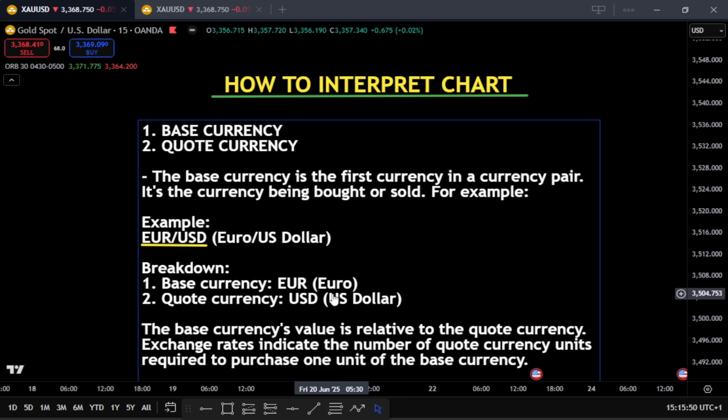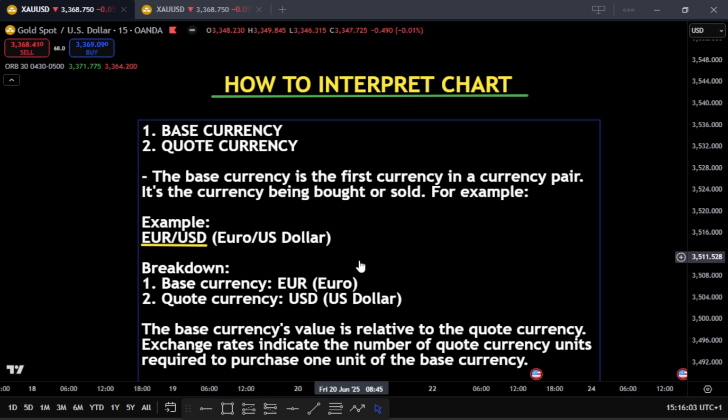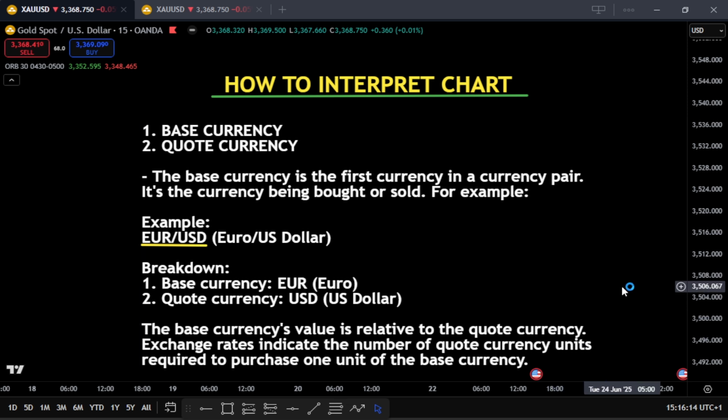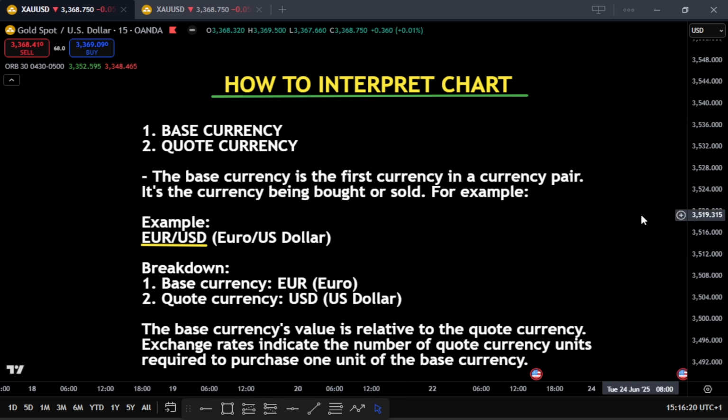So what is the base currency? The base currency is the first currency in the currency pair. It is the currency being bought or sold. So for example, if you have the Euro USD, the base currency is the euro, the quote currency is the US dollar. The base currency value is relative to the quote currency. The exchange rate indicates the number of quote currency units required to purchase 1 unit of base currency.